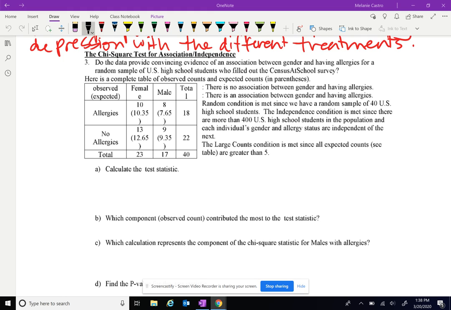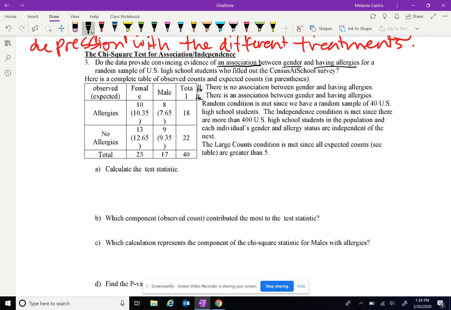Hey AP Stats kids. Here we're looking at your Chapter 11 review question number 3. We're going to be looking at the association and dependence chi-squared test. Maybe it's just my copy, but there should be an H0 and an Ha there. But it says, do the data provide convincing evidence of an association between gender and having allergies?